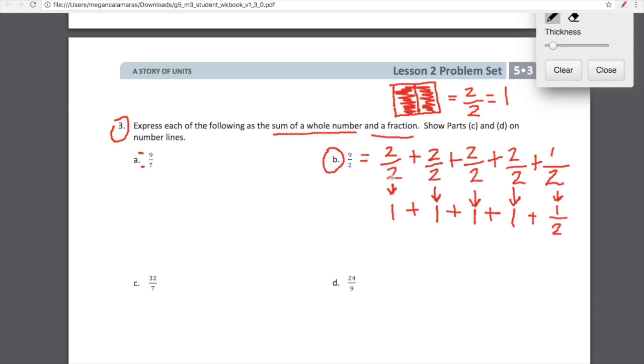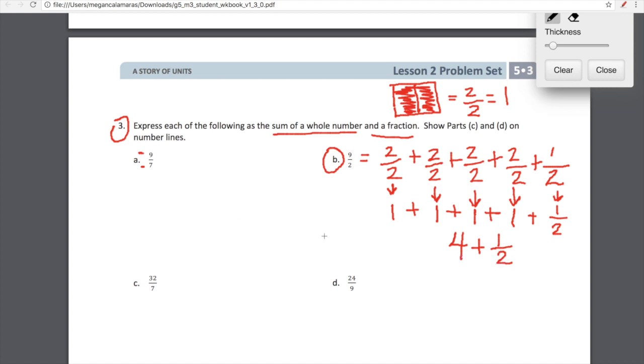Okay, so now we've renamed our 2/2 as 1. 2/2, 1, 2/2, 1, 2/2, 1. Now let's rename 1 plus 1 plus 1 plus 1. Here is an excellent refresher. 1 plus 1 plus 1 plus 1 is 4. So now we can rename 9/2 as 4 wholes plus 1/2.